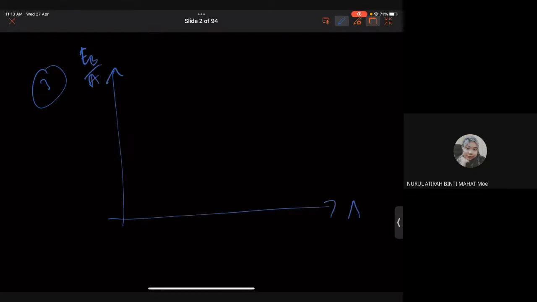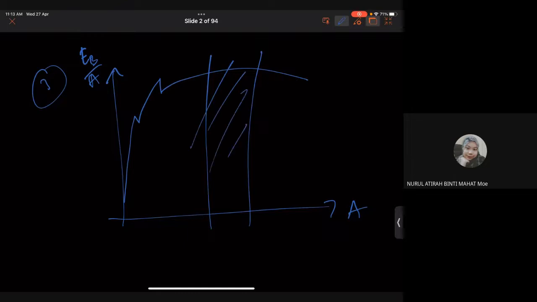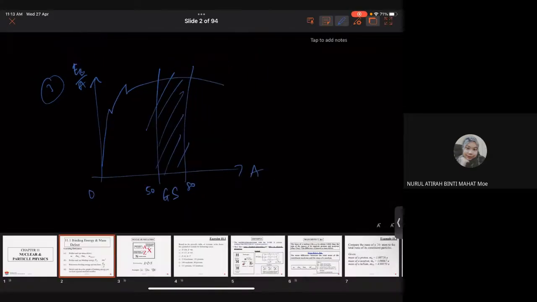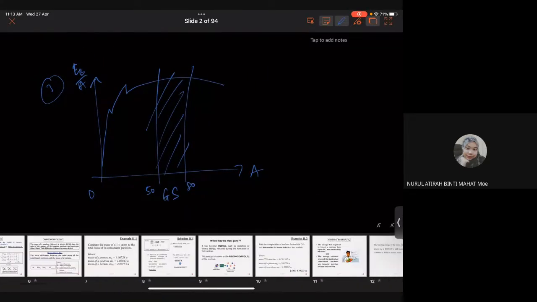Okay, the next one, number 3, you kena tahu graph, iaitu graph energy binding per nukleon lawan nukleon. Graph dia tak start 0, dia start dengan 1, 2, macam tu. So dia ada greatest stability lah dekat sini, iaitu 50 hingga 80 lah. So ini graph yang you kena hafal. Okay. So saya juga ada masuk kepada aktiviti.